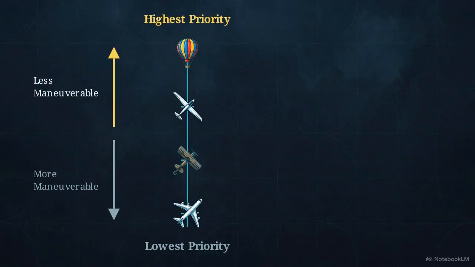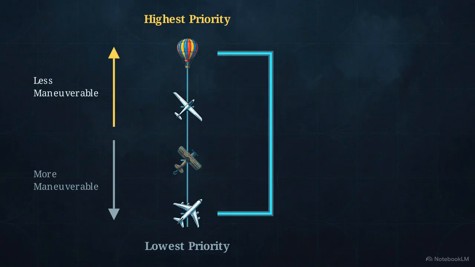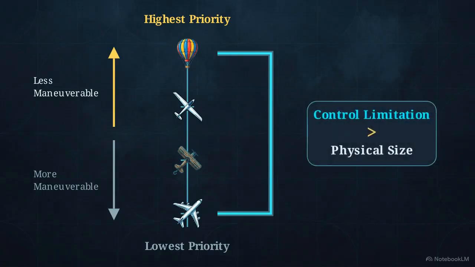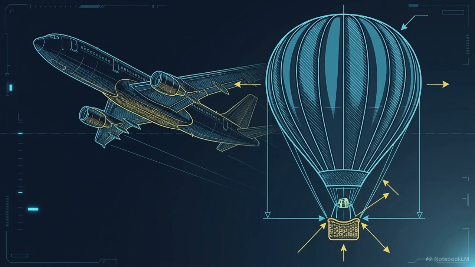Powered aircraft must give way to gliders and balloons. A common mistake is assuming a large airliner has right-of-way over a small balloon. Priority relies on control limitation, not physical size. The right-of-way system prioritizes the aircraft with the least physical capacity to alter its own flight path.